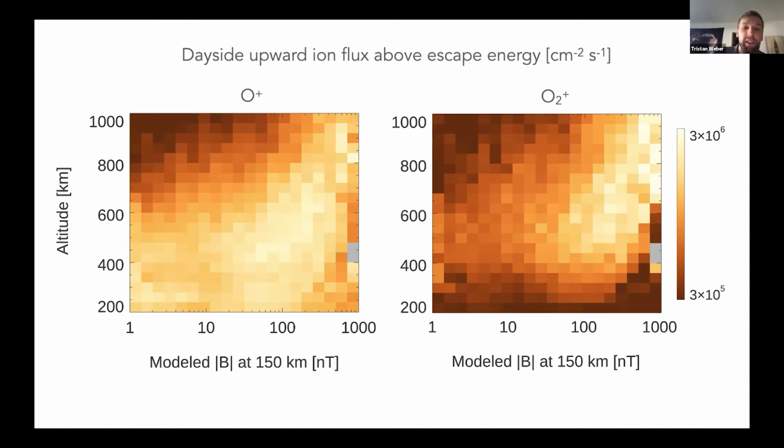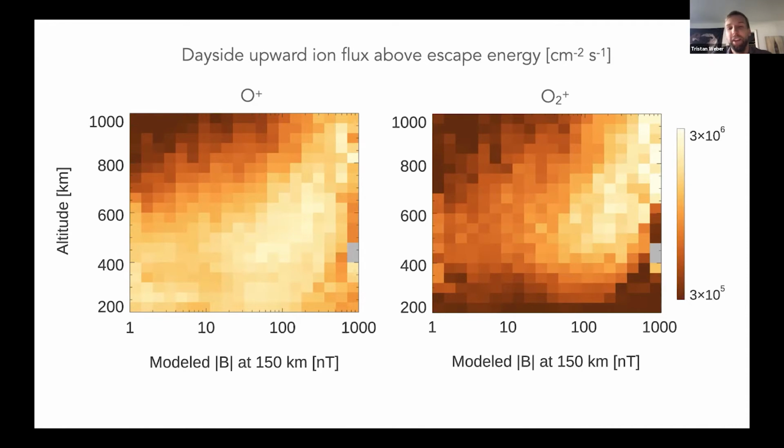So this is giving us an idea of where these particles are gaining enough energy that they could possibly escape, but it's not necessarily telling us whether these particles do escape. Like we talked about, these stronger crustal fields are actually trapping particles and maybe holding on to these ions. If you look to the right plot, this is O2+. It's basically showing the same trend, but you'll notice that at low altitudes, the escape fluxes are much lower.